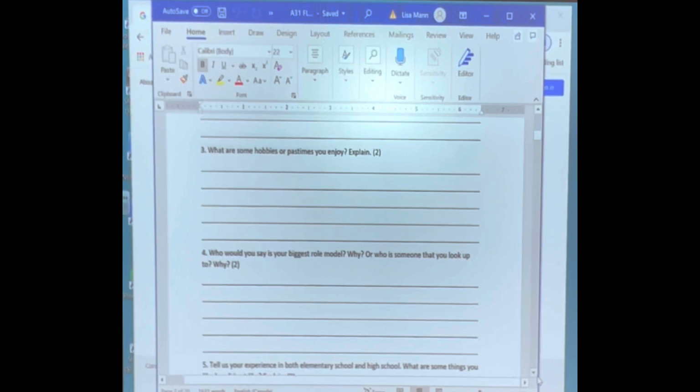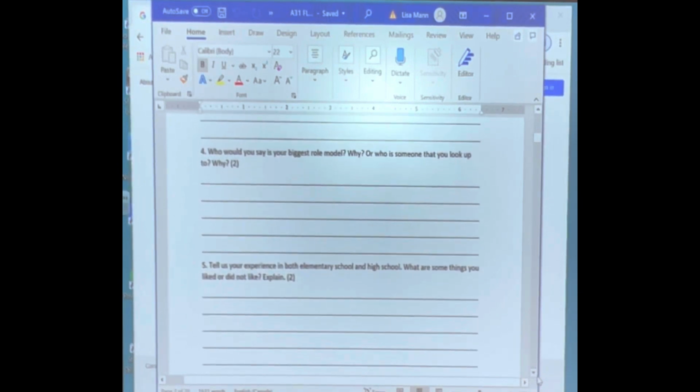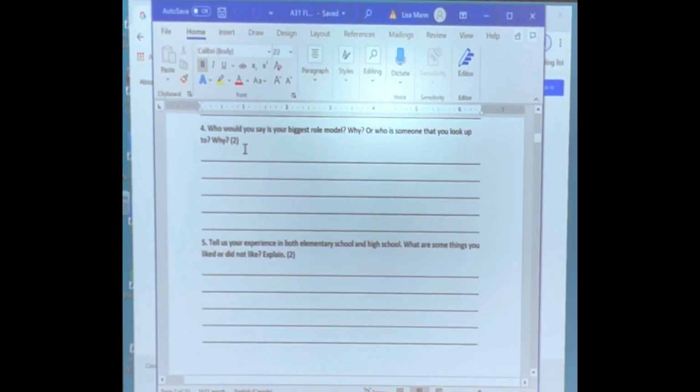Number 4, who would you say is your biggest role model? So a role model, this is number 4 here. A role model is someone who possibly you look up to, someone who maybe you admire. Or, like I said here, if you don't actually have a role model, you can comment on who you look up to.